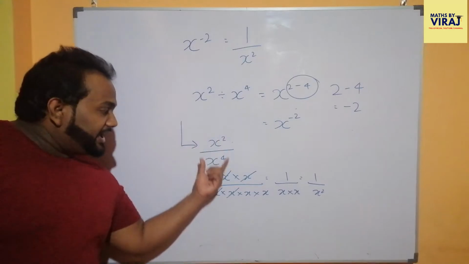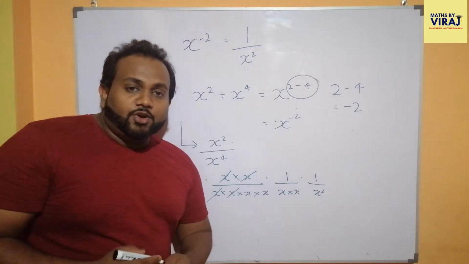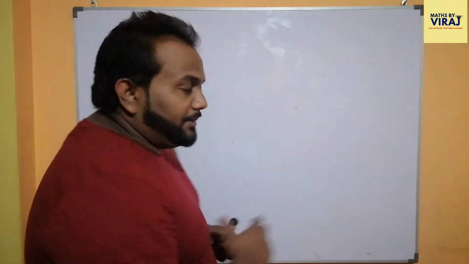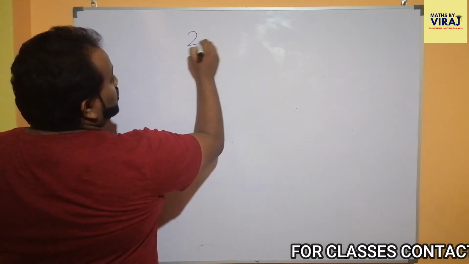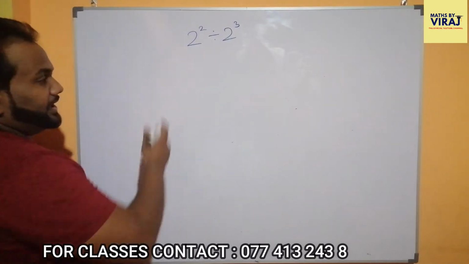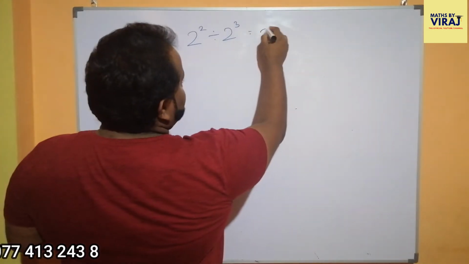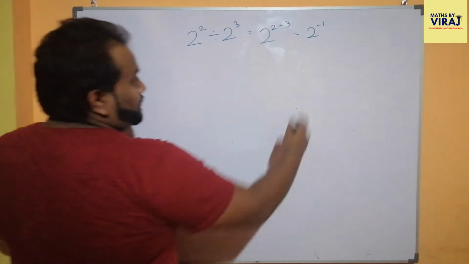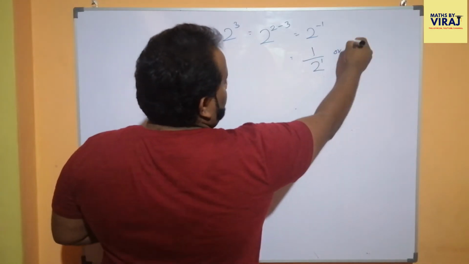But if we were to carry out the sum in the form of a fraction, we would get 1 over x squared. Right, children? Let's look at another example where numbers or integers are involved. For instance, 2 to the power 2 divided by 2 to the power 3. Here it is division, bases are same, which I can write as 2 to the power 2 minus 3, which is 2 to the power minus 1. Where I can again write this as 1 over 2 to the power 1 or 1 over 2.